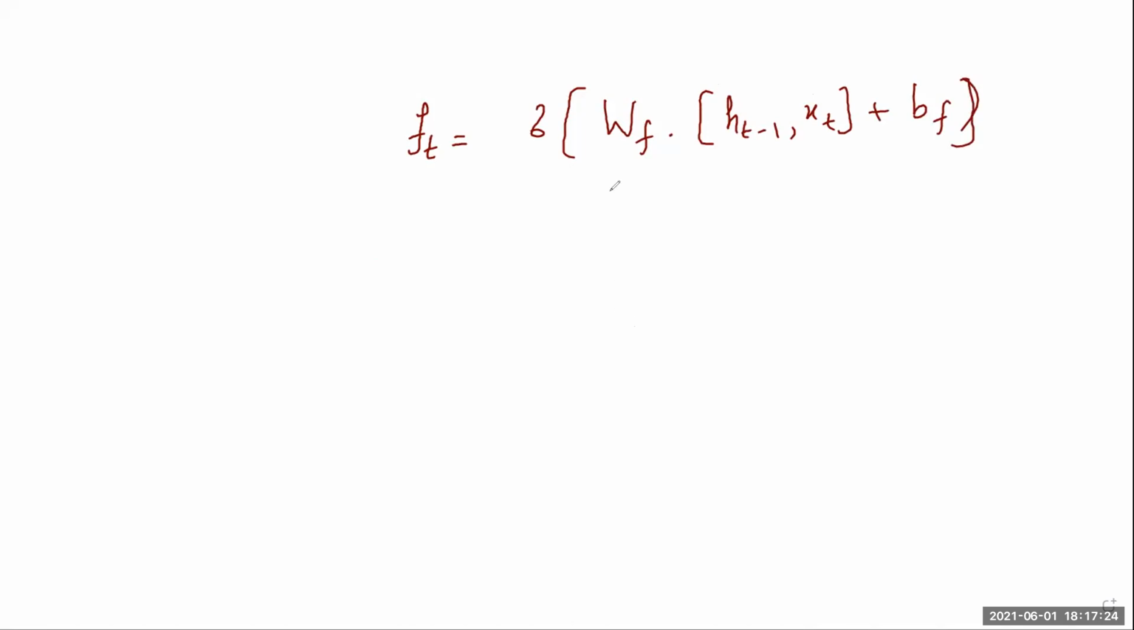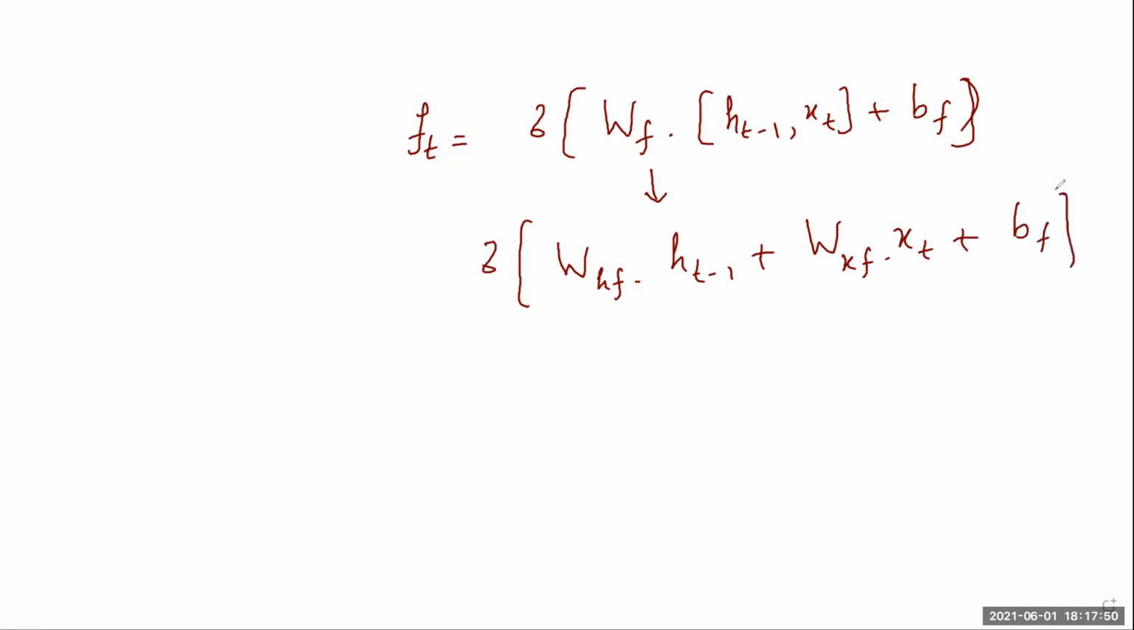As I told you, this is a compact representation. If I expand it, actually what is going on is that this W is two matrices. One matrix, I can call it W_hf, is multiplied with h_{t-1}. And then there's another matrix, let's call it W_xf, which is multiplied by x_t. And then you have the bias vector. So both of these are actually the same; one is the compact representation of the other expanded form. So this is also f_t.